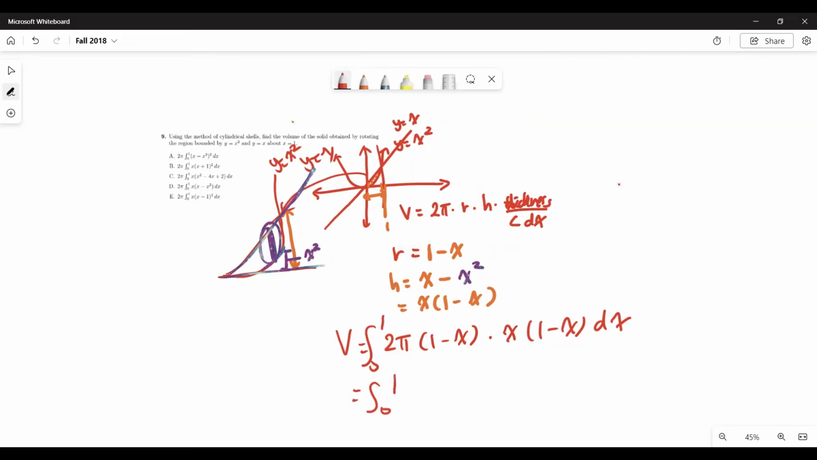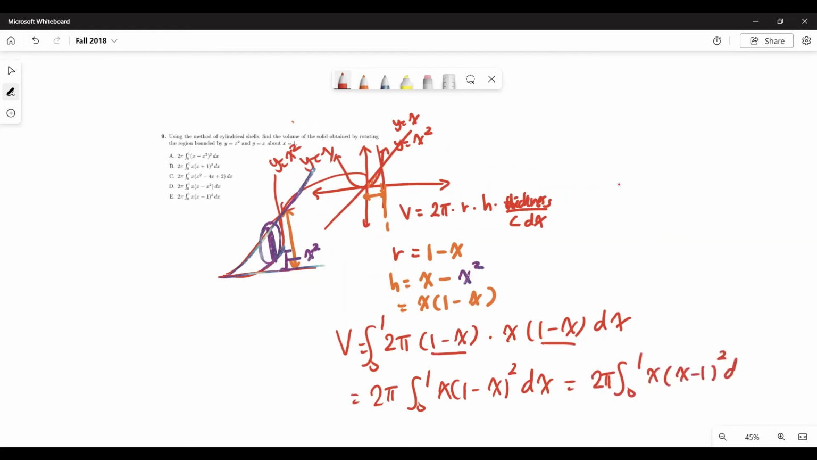So this is 2 pi, I'm going to erase it, 2 pi integral from 0 to 1 of 1 minus x squared dx. 1 minus x squared is the same as x minus 1 squared, so this is just 2 pi integral from 0 to 1 of x minus 1 squared dx. So the answer is E.